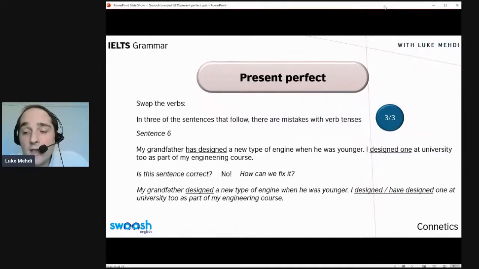This depends on whether the engineering course is still going. Hi, Roxana. Hi, thanks for joining us. I designed one at university too as part of my engineering course. Have you finished your course at university? If you have finished it, you would probably use the simple past. If you are still at university and still doing your engineering course, you might use the present perfect. I have designed one at university too as part of my engineering course. My engineering course is continuing today. So that would allow us to use the present perfect here.